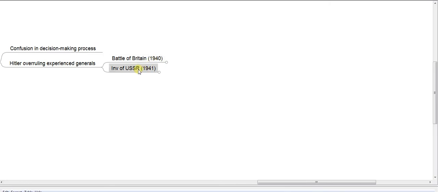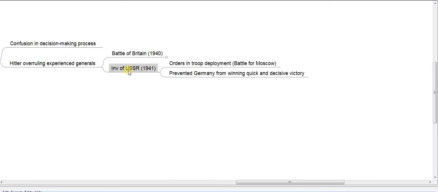Okay, next up, the invasion of the USSR. Basically, Hitler made a few orders in troop deployment for the Battle of Moscow. The German troops were very close to overrunning Moscow, to conquering Moscow, which was the capital of the USSR. So it was a very, very important place, where all the important Soviet leaders were.